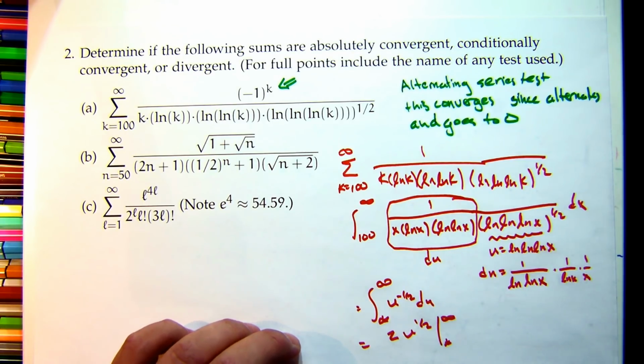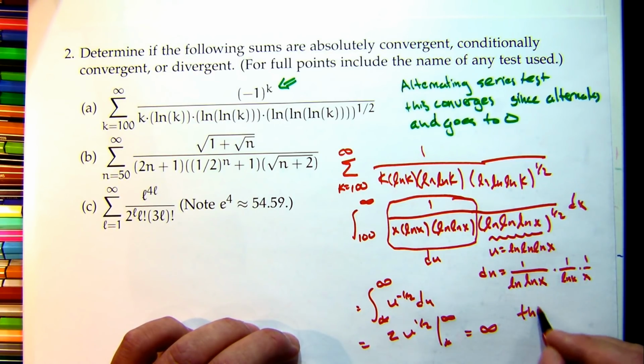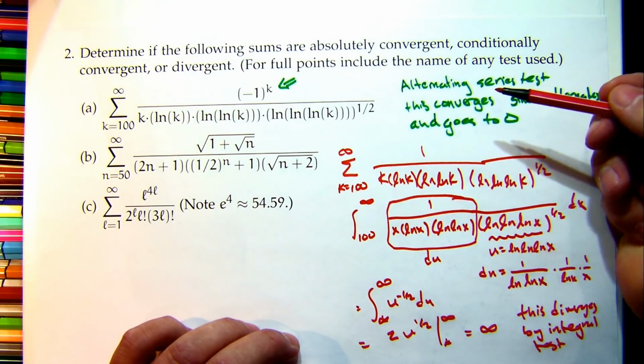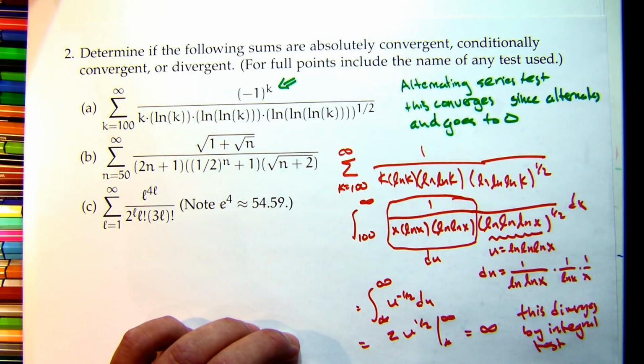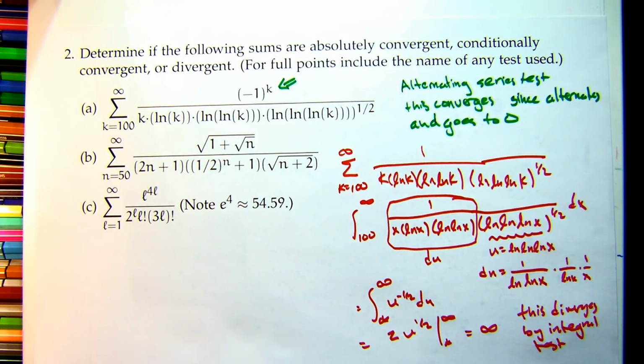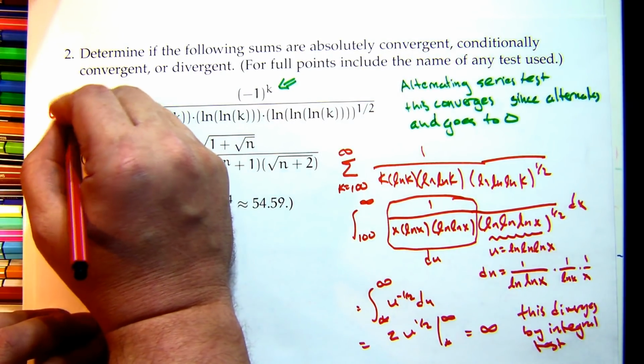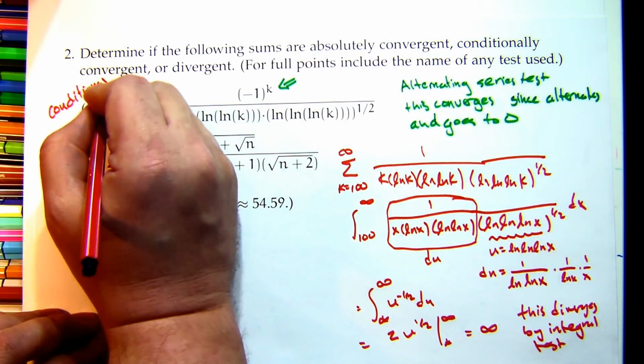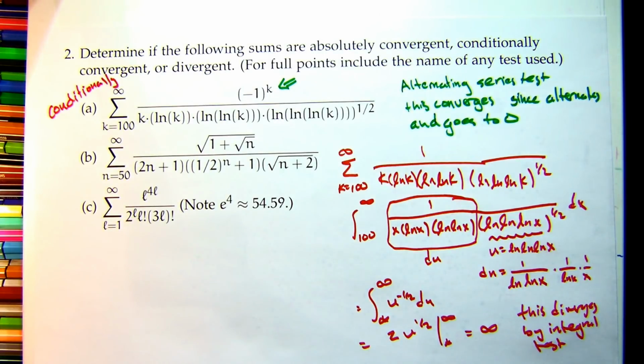Well, what happens to that? It goes to infinity. So this diverges by the integral test. So if the original sum converges by the alternating series test, when we drop the alternating part, it diverges. What kind of thing can we say about A? Conditional. All right, so that's part A.